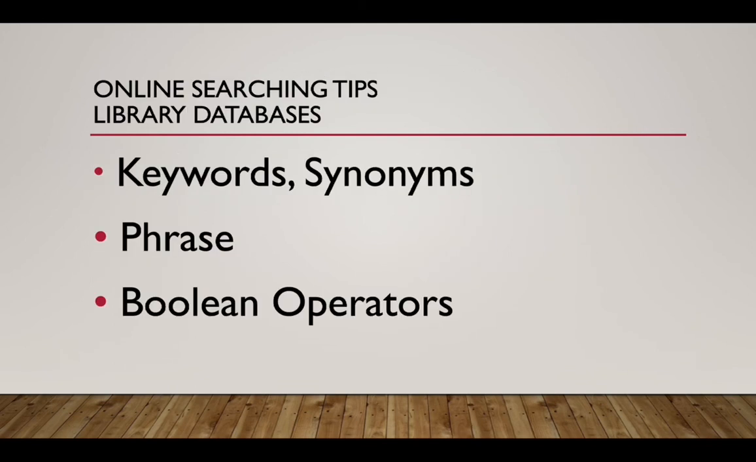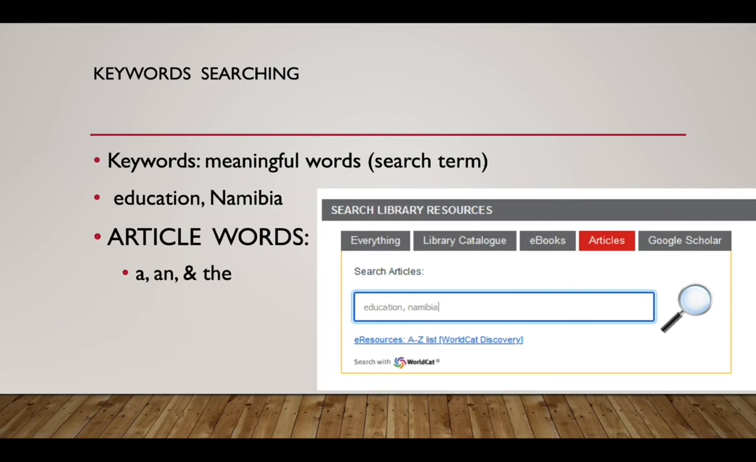Now let's look at some of the strategies that you use to search in our library databases. Searching in library databases is not the same as searching in Google, the search engine. In Google, you can use questions, you can use statements as well, but it's not the same when it comes to library databases. So let's look at keywords, synonyms and phrase searching, and then we also look at Boolean operators. How do you search using the three searching strategies? Let's look at what a keyword is.